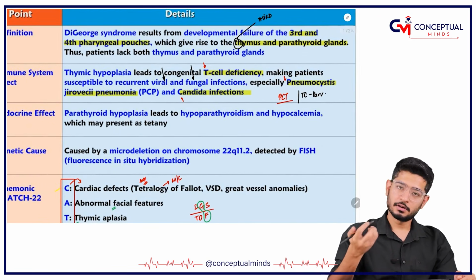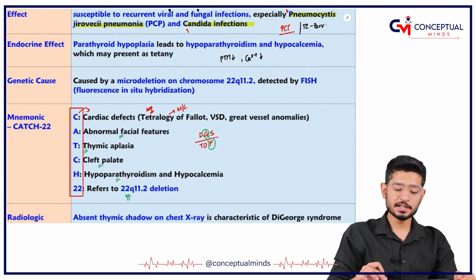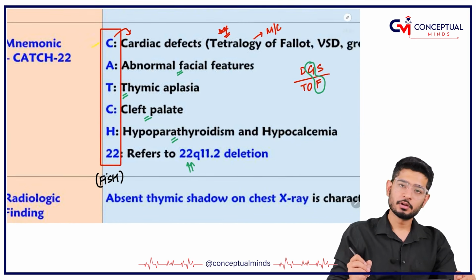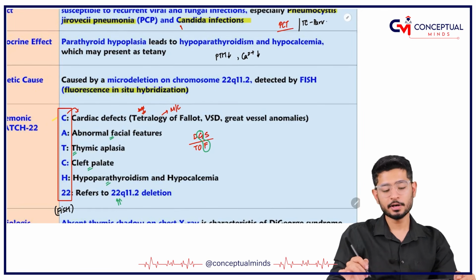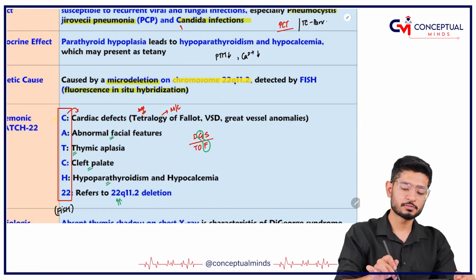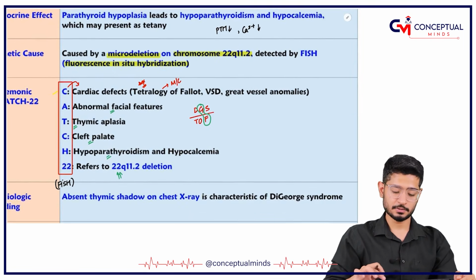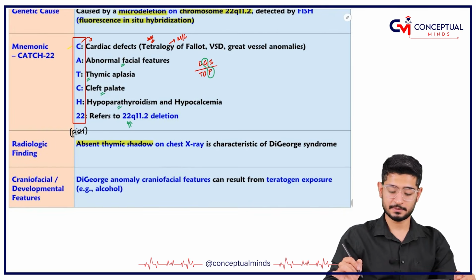And with your physiology, if the parathyroid is less, the calcium is going to be decreased. In order to see this, catch 22, but the full mnemonic is catch 22 fish. That means fluorescent in situ hybridization is the technique employed to see the microdeletion on chromosome 22q11.2. So if you want to see the deletion in 22q11.2, you have to do fluorescent in situ hybridization. On X-ray, you will see that there is no thymic shadow because the thymus is absent.